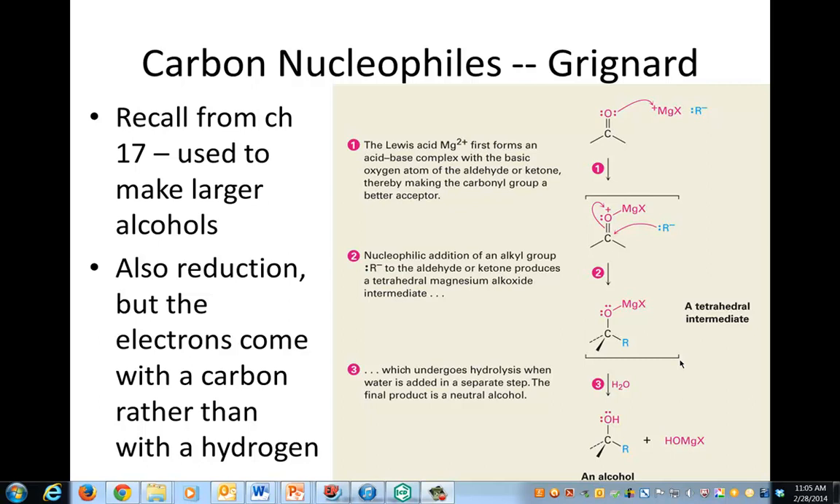And so this counts as a reduction because the carbon is bringing a pair of electrons, and so this carbonyl carbon gets reduced to an alcohol level carbon. And this time, if we think about the degree of the carbon, an aldehyde would be a primary carbon. We've added another carbon, so it's going to go to a secondary alcohol. If you had a ketone, it would have been a secondary carbon, and it's going to end up as a tertiary alcohol.